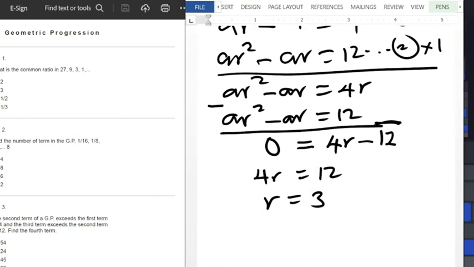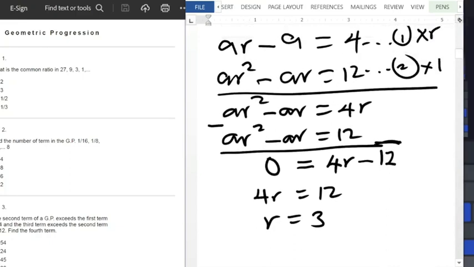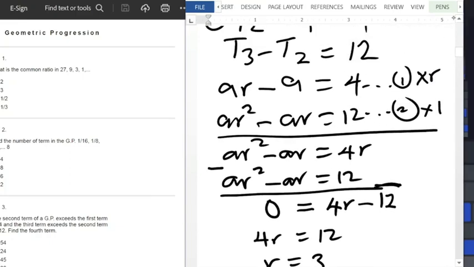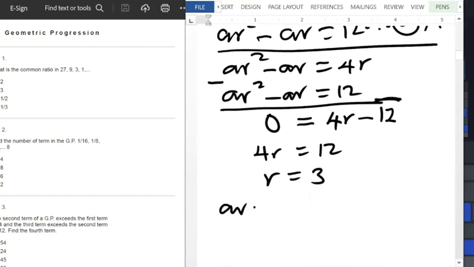Then to get the first term, you can just put R equals 3 in equation 1. And what is equation 1? Equation 1 is AR minus A equals 4. So when R is 3, you will have A times 3 minus A equals 4.